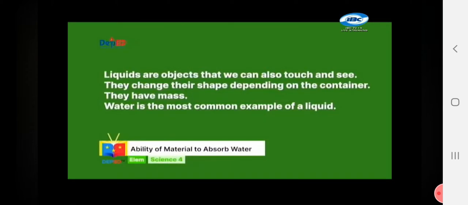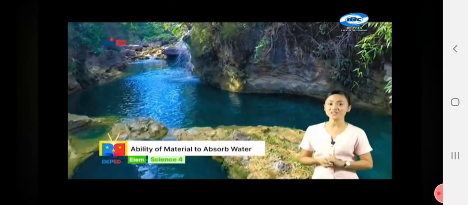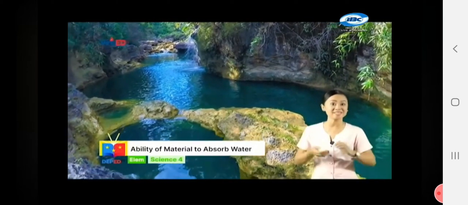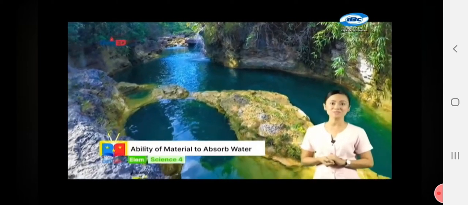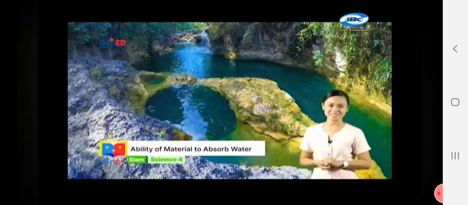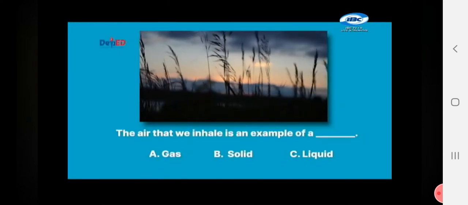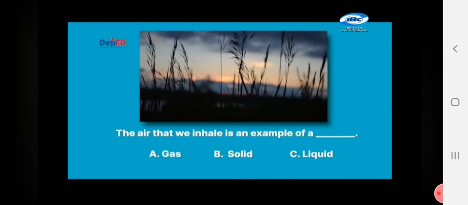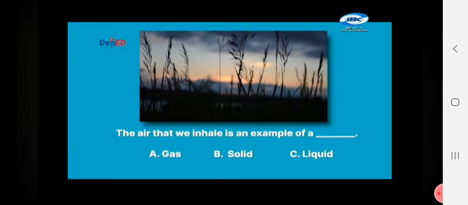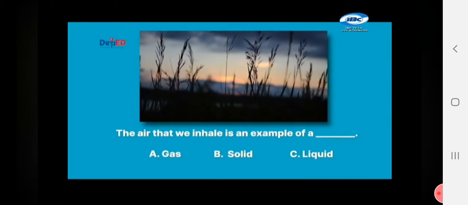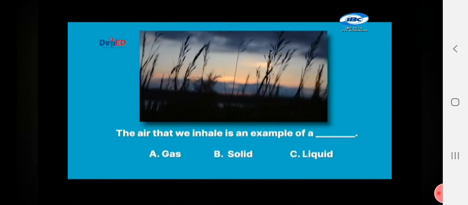Liquids are objects that we can also touch and see. They change their shape depending on the container. They have mass. Water is the most common example of a liquid. Kansalakan River is another enchanting destination in Gihulgan City where tourists can enjoy themselves in the cool and clean waters. The air that we inhale is an example of A, gas, B, solid, C, liquid.